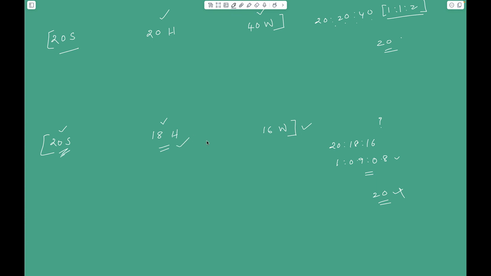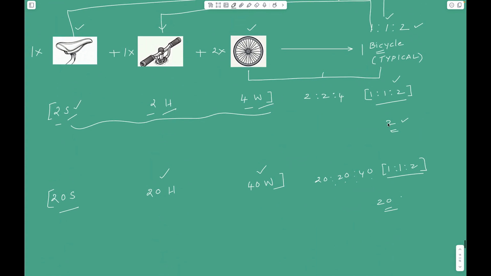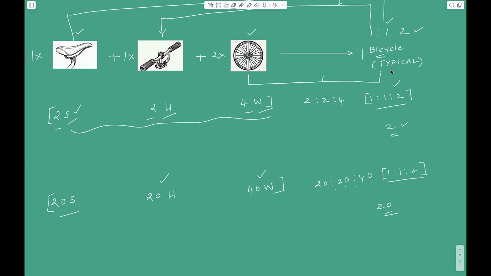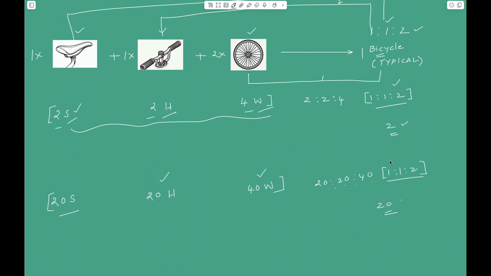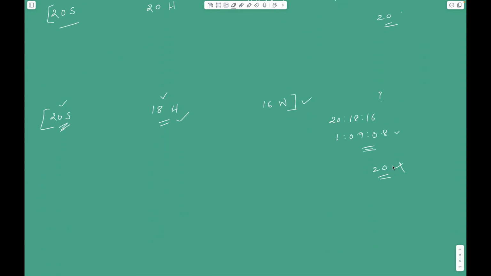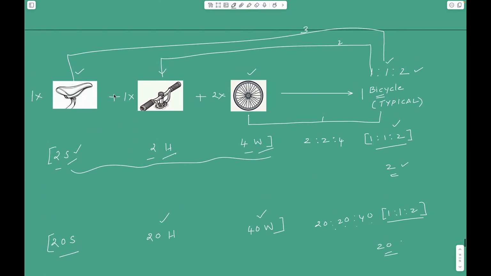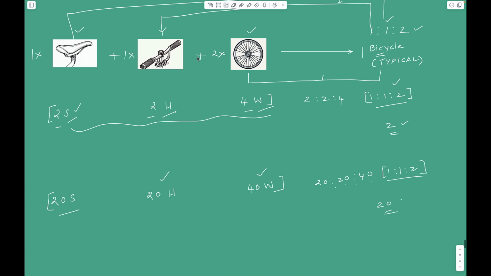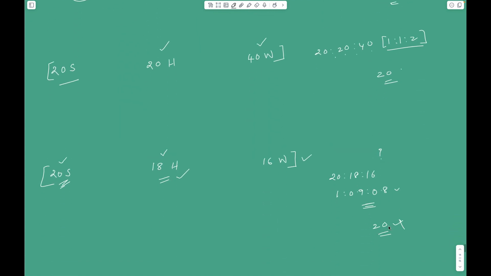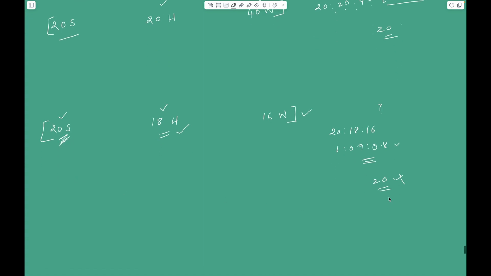So the first thing we understood is, if the ratio of the quantities is not the same as the ratio in which these components are present in a bicycle, then you cannot use any of these three relationships to figure out the number of bicycles you can make. We tried with the number of saddles and we got a wrong answer.